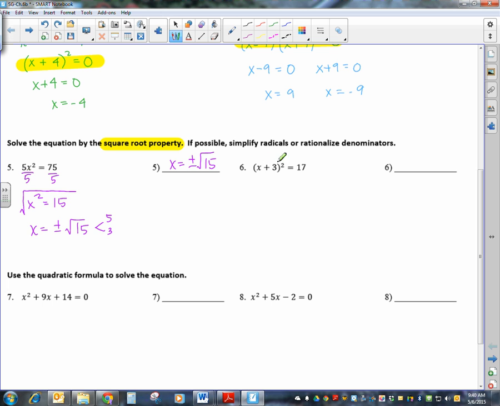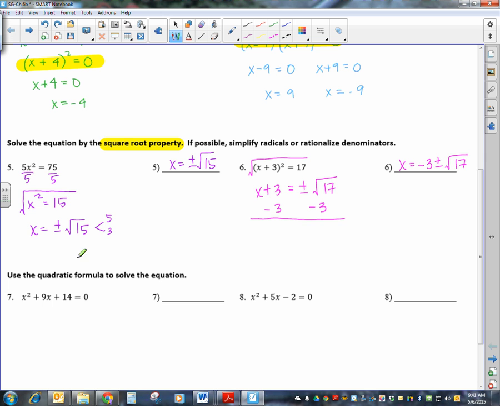Okay, x plus 3 quantity squared equals 17. My squared term is by itself, so I'm going to take the square root of both sides. x plus 3 equals plus or minus the square root of 17. Okay, there is no perfect square factor in here, so I just have to subtract 3 from both sides. And when you do that, we generally write that term first. So I'm going to go ahead and write it. x equals negative 3 plus or minus the square root of 17. And you're done with that.